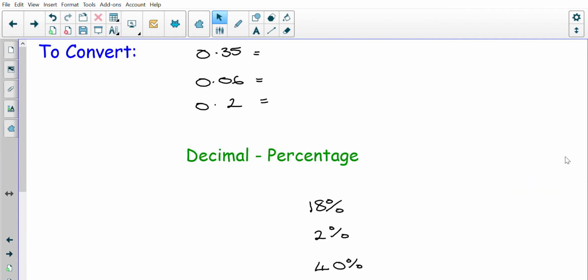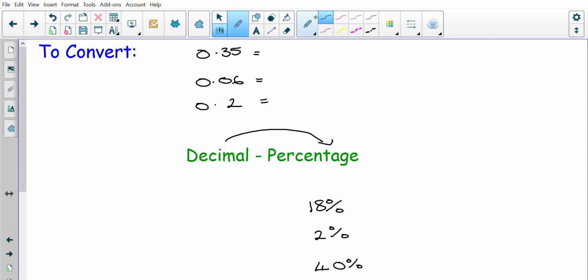So first of all, let's have a reminder how we convert from a decimal to a percentage and back again. So to convert from a decimal to a percentage, going forward this way, we need to multiply by 100. So if we have a look at these examples up here, 0.35 multiplied by 100, we can move the decimal point 2 places to the right, 1, 2, so that would give us 35%.